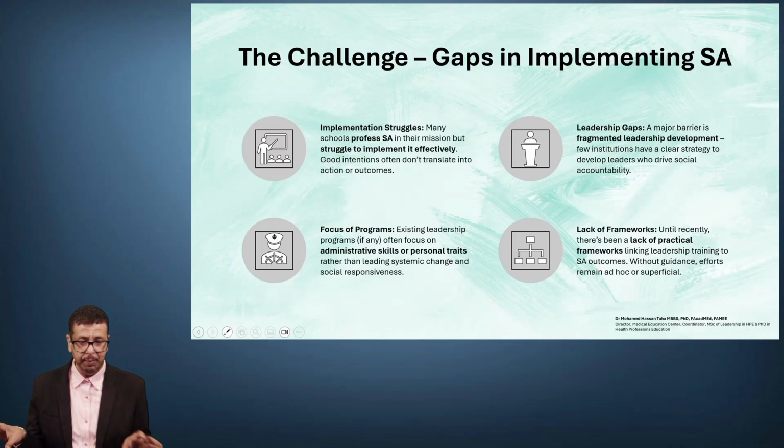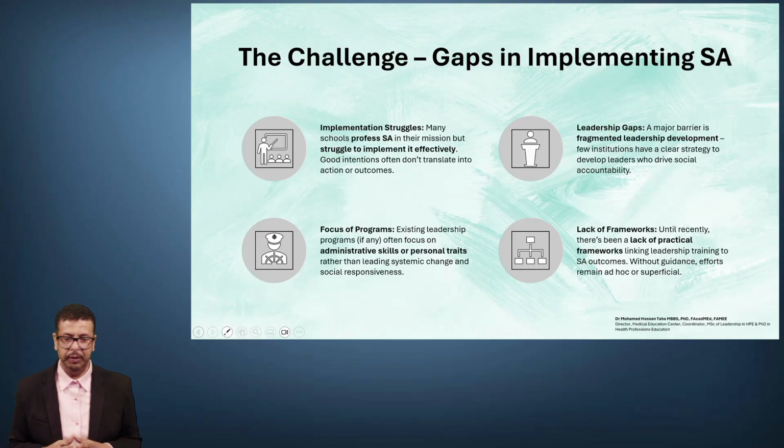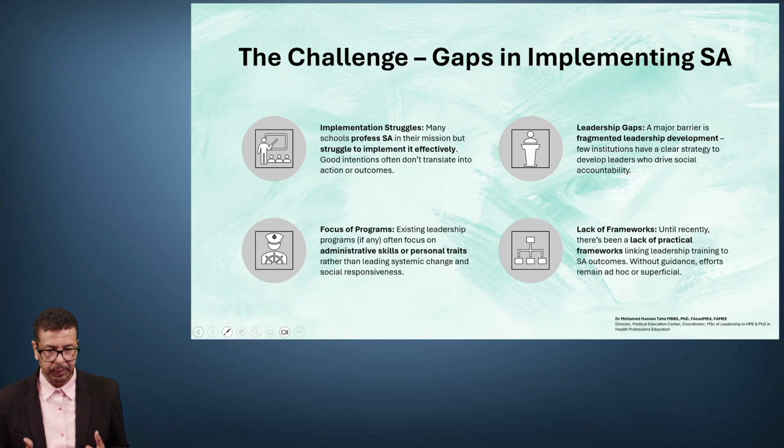And there is lack of framework. Until recently, there has been lack of practical framework linking the leadership training to the social accountability. Without guided effort, then these things will remain superficial.